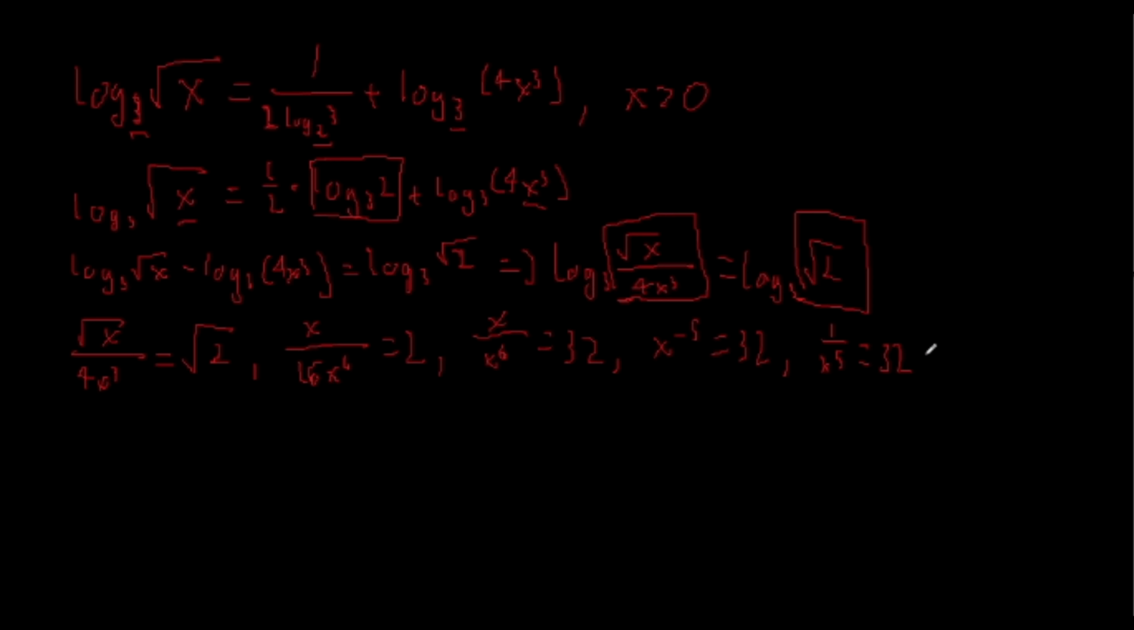And if we do some more simplification, we could say that x to the 5 is equal to 1 over 32. So now, just more and more simplification. We say that x is equal to 1 over the 5th root of 32, and this is equal to 1/2, greater than 0. So x is equal to 1/2.